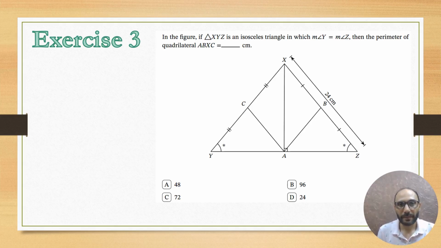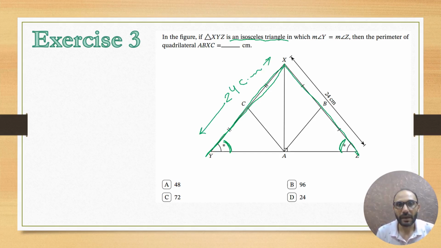In exercise 3, we have a figure which is a triangle XYZ, and it is an isosceles triangle. As shown, angle Z equals angle Y. That means the two sides opposite to these equal angles are the two legs of the isosceles triangle, which are equal in length. So it must be that XY equals XZ. And because XZ is 24 centimeter, that means XY is also 24 centimeter.